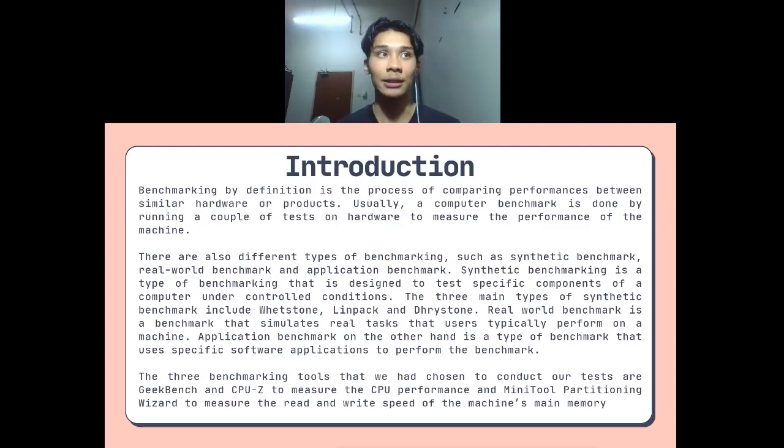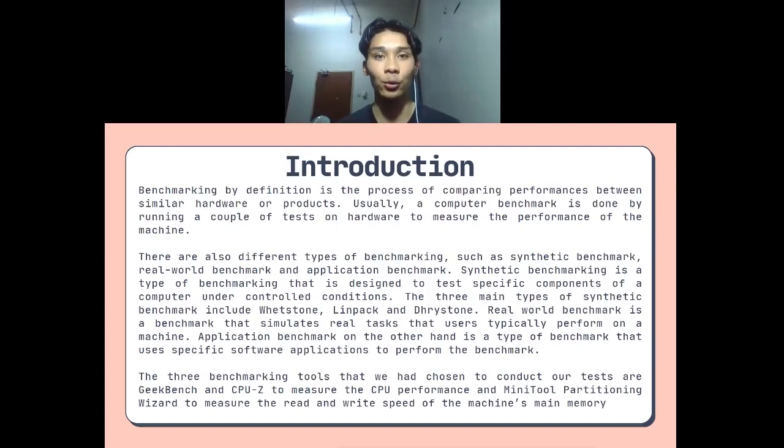Synthetic benchmarking is a type of benchmarking that is designed to test specific components of a computer under controlled conditions. The three main types of synthetic benchmark include Whetstone, Linpack, and Dhrystone. Real-world benchmark is a benchmark that simulates real tasks that users typically perform on a machine. Application benchmark, on the other hand, is a type of benchmark that uses specific software applications to perform the benchmark.